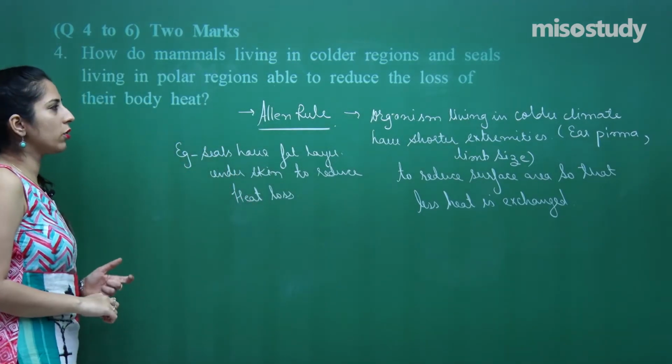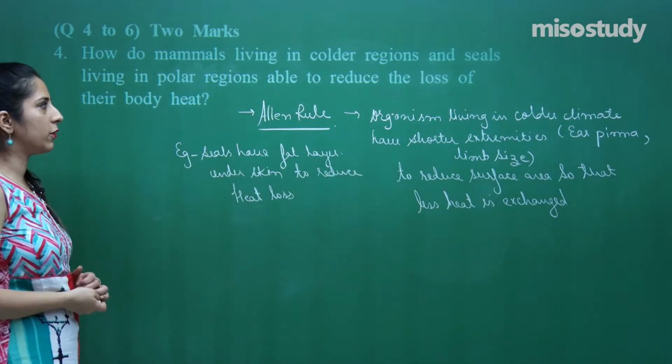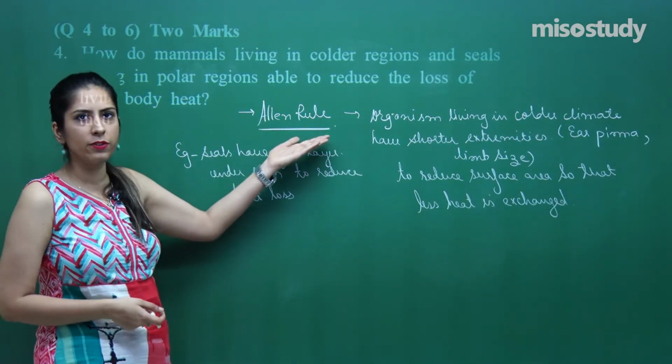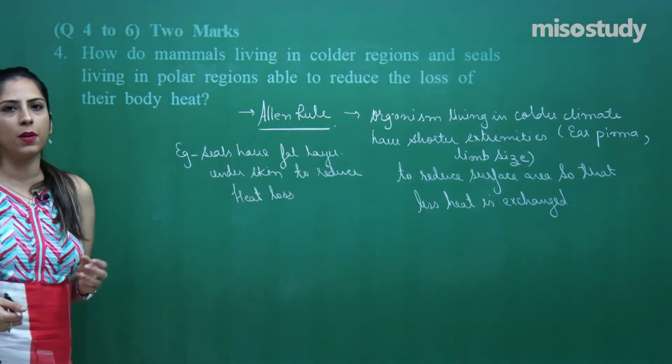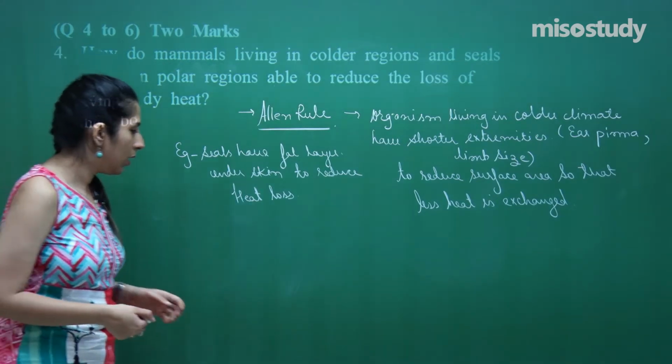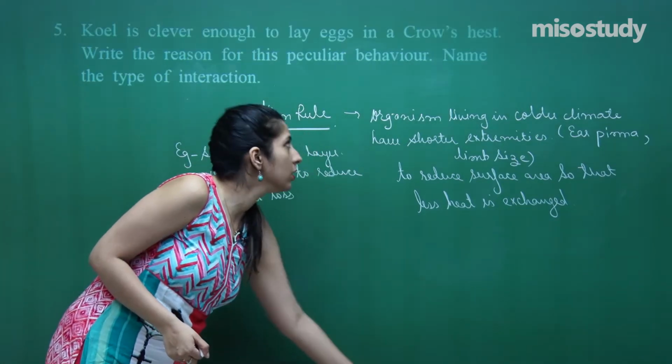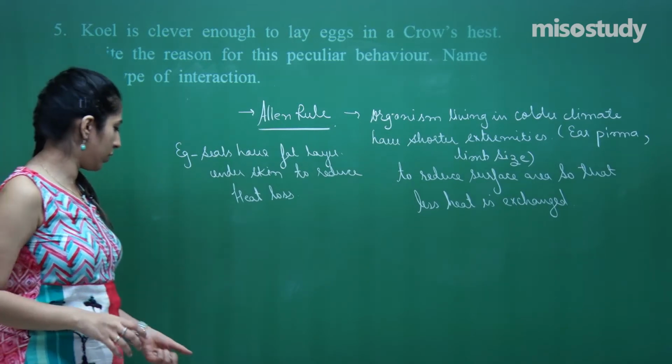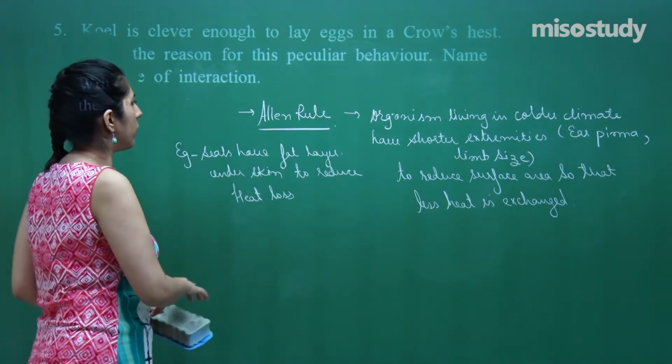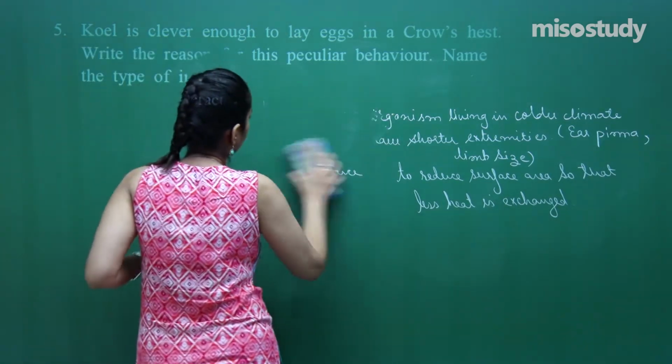So, this is a 2-mark question. This is how you have to answer. First of all, you have to explain Allen's rule, then you have to give an example of a seal. Now, let us move on to the next question. The next question is also of 2 marks. Hope you have noted down this.